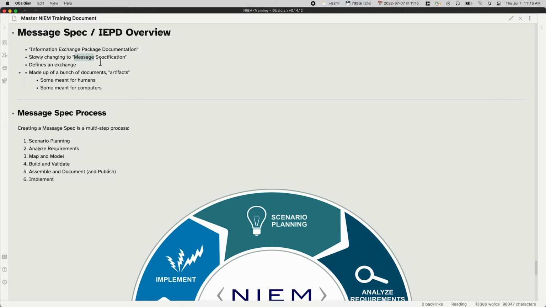So we're changing over to message specification, which makes a lot more sense. What are we doing? We're defining what a message needs to look like. Well, that's a message specification. You'll see both terms used throughout the materials. You'll occasionally see IEPD alone in a diagram simply because we don't have the source for the diagram anymore and we would have to hack in additional text. But when you see them, they mean the same thing, same exact thing.